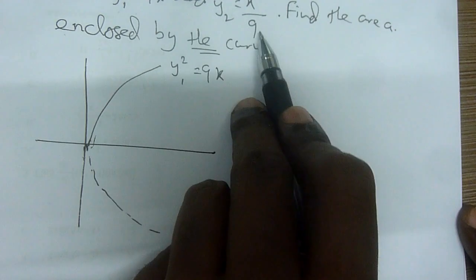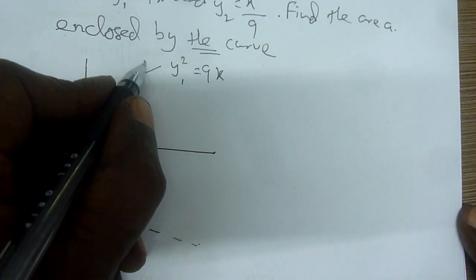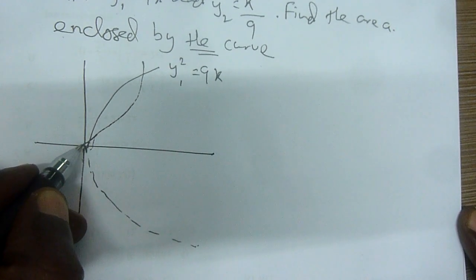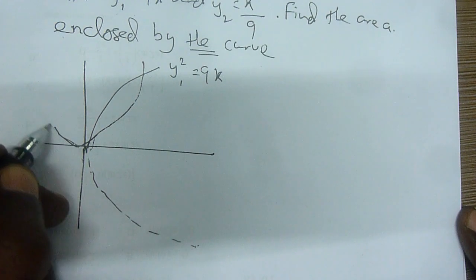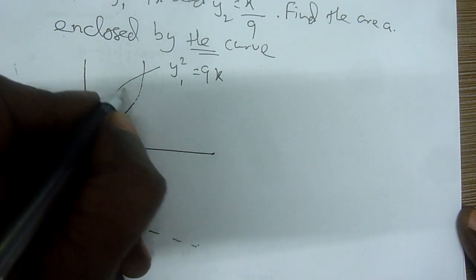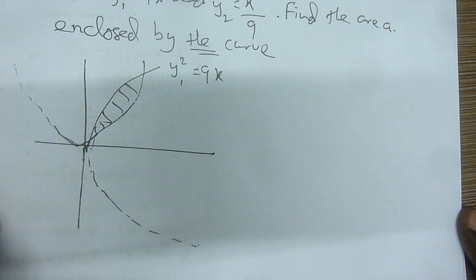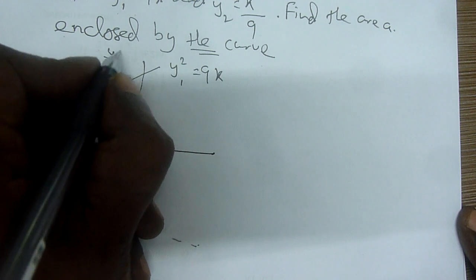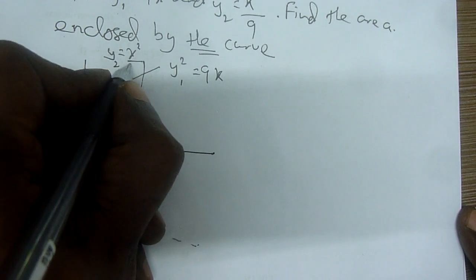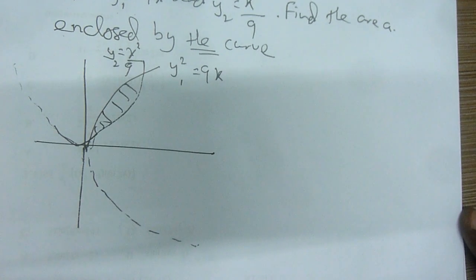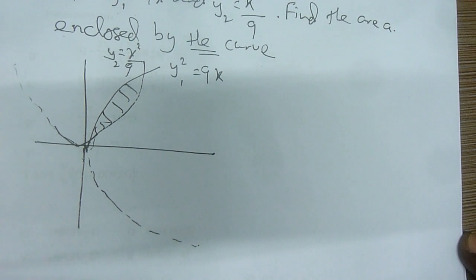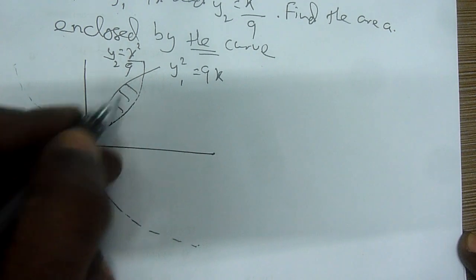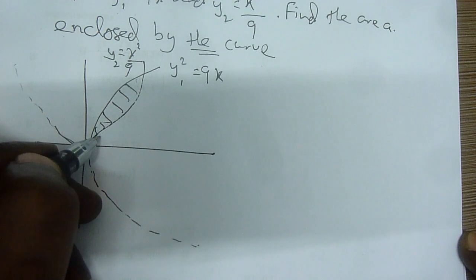Okay, what about this one? Okay, can you see that? This one is y² = x²/9. Now you are required to calculate this enclosed area.